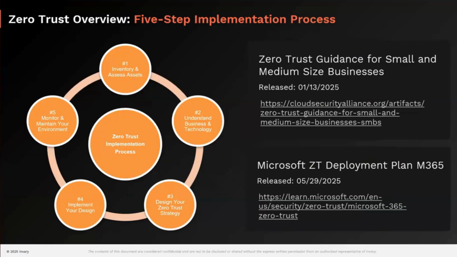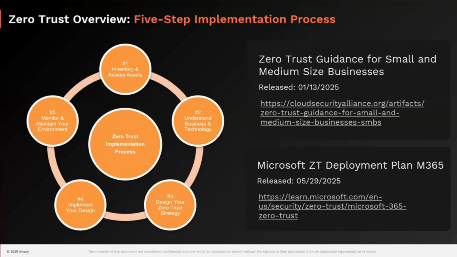And then a 5-step implementation process here, using the Cloud Security Alliance, is one example. And this one's specific to small and mid-sized businesses, but really I think it applies across the board. And number one is, starting out, you have to understand where your assets are, what they are, and really do a full assessment of that.